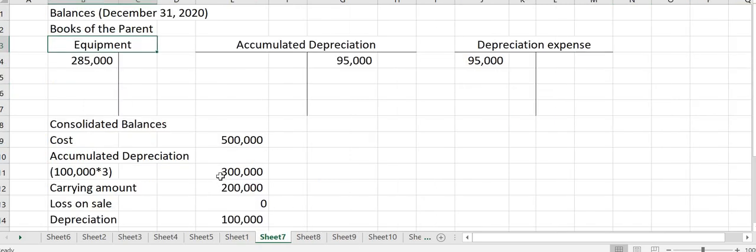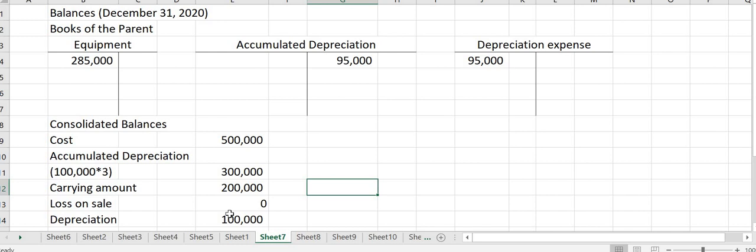Now, on December 31, 2020, in the books of the parent, the balance of the equipment is 285,000. The accumulated depreciation and the depreciation expense are 95,000 since it's the first year of acquisition. But for consolidated balances, we'll bring back the cost of the asset to 500,000. Then the balances of the accumulated depreciation and the carrying amount should be reverted to their balances as if the sale did not occur, so there was no intercompany sale of property. So the accumulated depreciation should be 300,000, since it's 3 years after the equipment was acquired, with an annual depreciation of 100,000. Then the carrying amount should be 200,000. Of course, for consolidated balances, there should be no loss on sale.